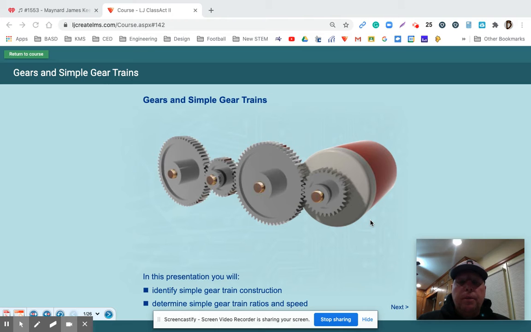The focus of this week's virtual lessons is going to be on gears and simple gear trains. In this presentation, which I'm going to divide up over a 2-day lesson, we're going to learn about simple gear train construction and determine how simple gear train ratios and speed work. We're going to learn about the driven gear and also the drive gear. A gear is a form of a simple machine in action. So let's get started.